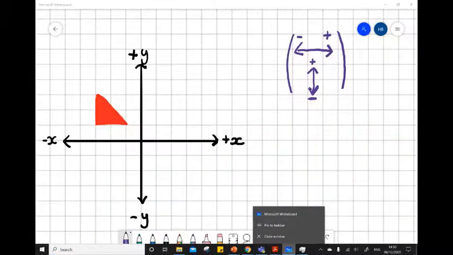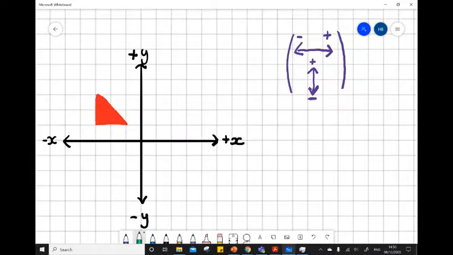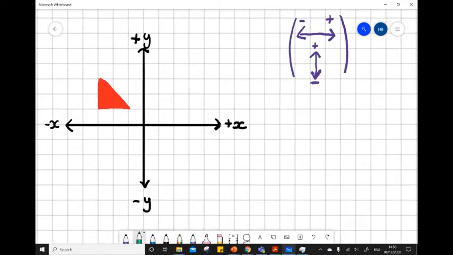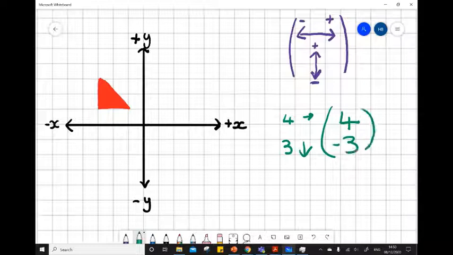So I've got a red shape here, a red triangle, okay? So say I wanted to move this triangle 4 to the right and 3 down. Have a little think to yourself, what column vector would I have to write if I wanted to draw this shape, moving it 4 to the right and 3 down? Well, the top number would be positive 4, because going to the right is positive. Because I'm going down, it'd be negative 3, okay?